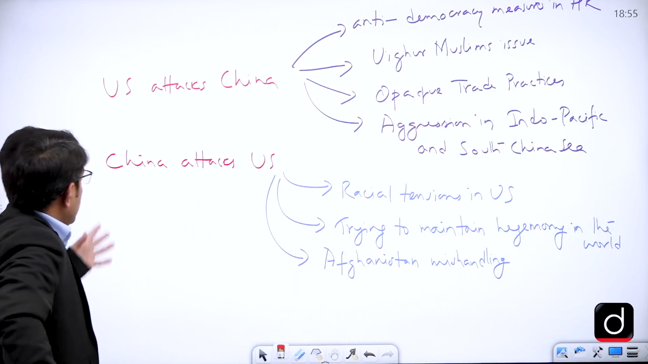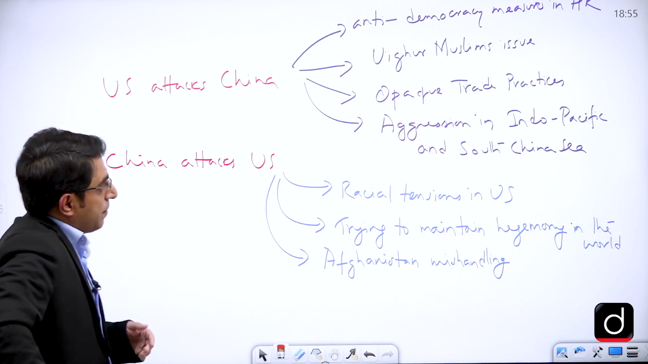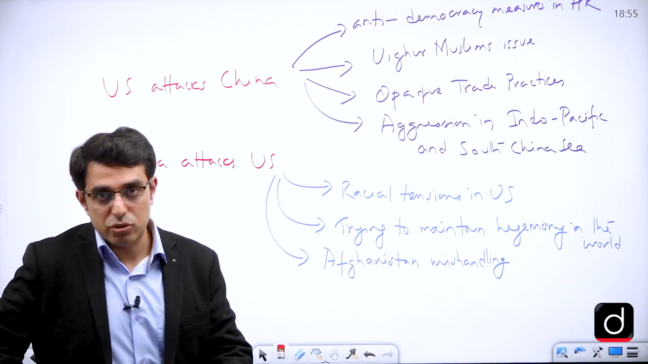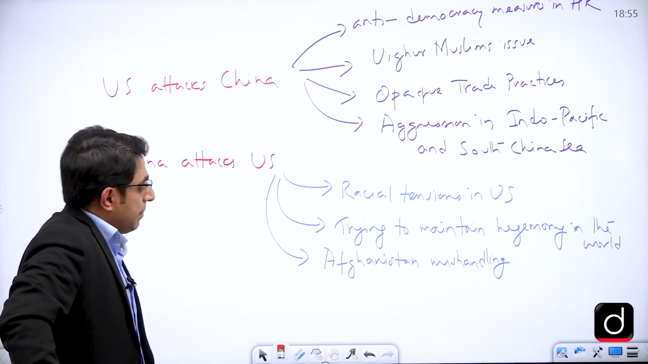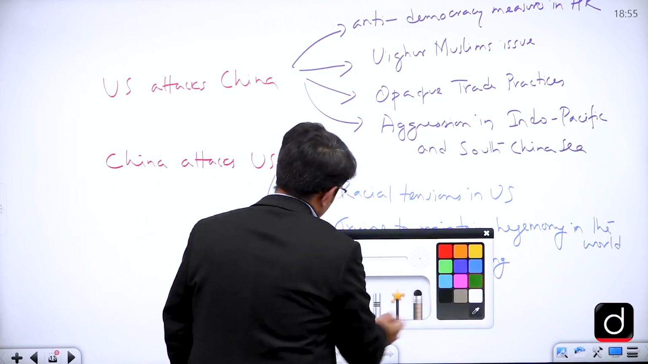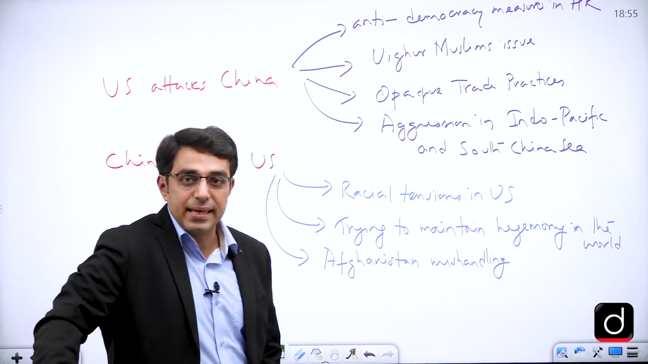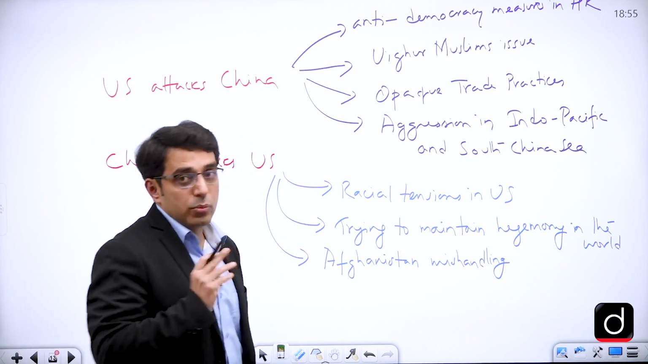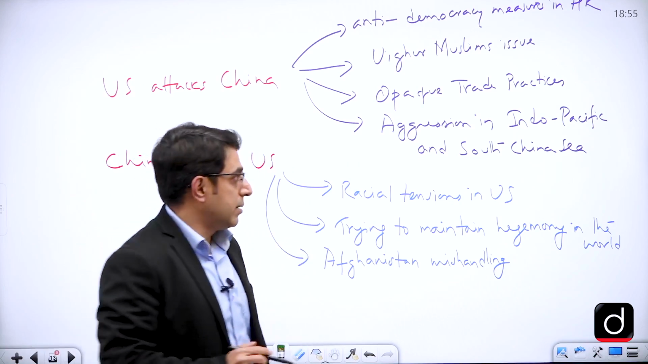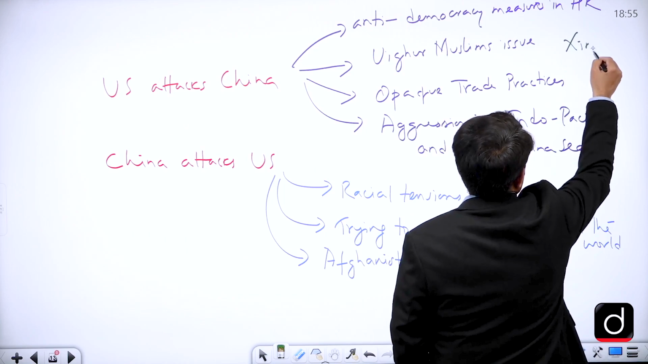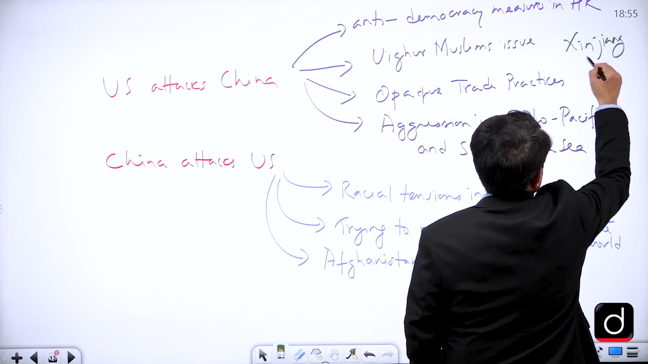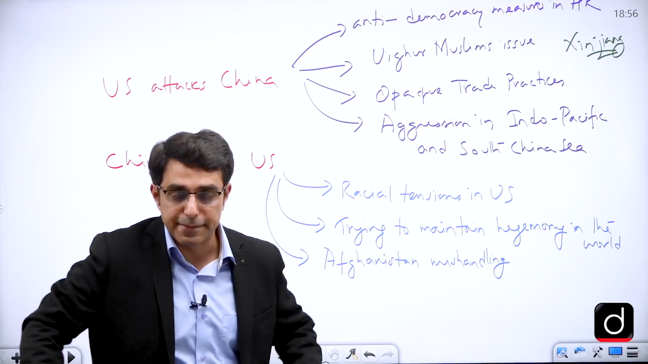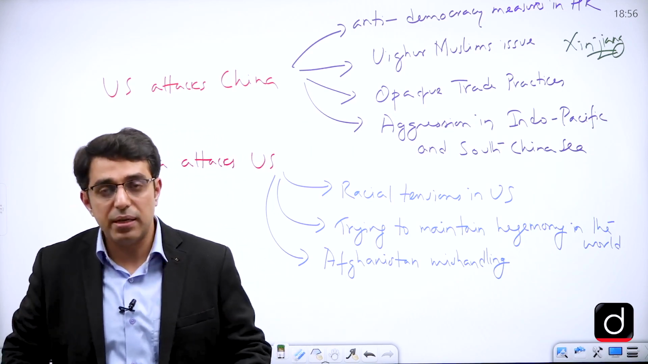Normally, what we can see is that the US attacks China for its anti-democratic political system. China is a one-party rule. It is an authoritarian state, and the US is always countering China about the anti-democratic measures it is taking in places such as Hong Kong. So, that is one. Then the Uyghur Muslim issue. We know that the Uyghur Muslims are present in the province of China called Xinjiang. These Uyghur Muslims are facing a lot of repression by the Chinese authorities, and this has become a major flashpoint between the US and China.